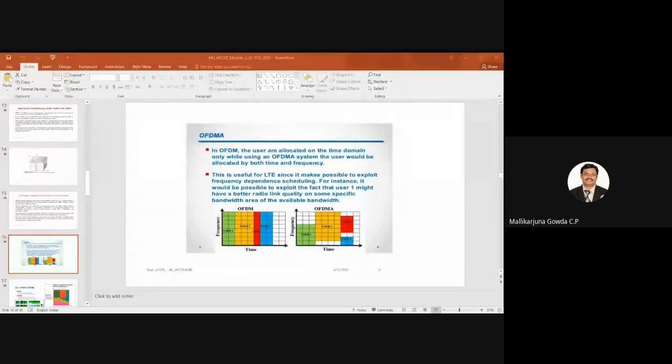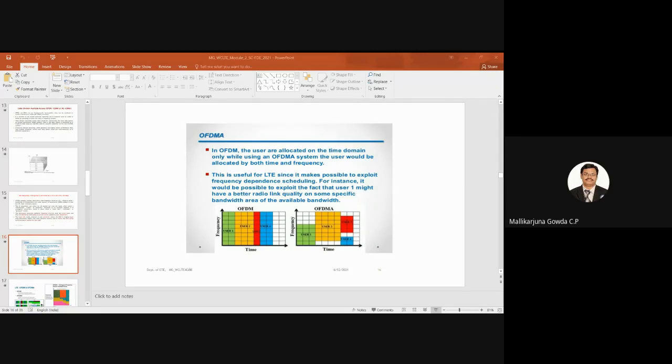In OFDM, the users are allocated on the time domain only. While using an OFDMA system, the user would be allocated by both time and frequency, right? In OFDM it is only on time, but in case of OFDMA, both time and frequency. That is why user 1 has this time, then user 2 this time as well as this frequency also. Then user 3 and user 4 at this time with different subcarriers, like that, right?